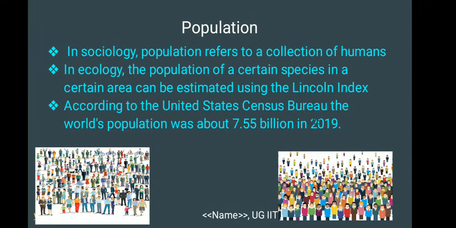So what is population? Population is nothing but the people living all over the world, a group or batch of people. In sociology, population refers to a collection of humans. In ecology, the population of a certain species in a certain area can be estimated using the Lincoln index. That does not matter much. According to the United States Census Bureau, the world's population was about 7.55 billion in 2019. It is a simple term: a collection of humans.